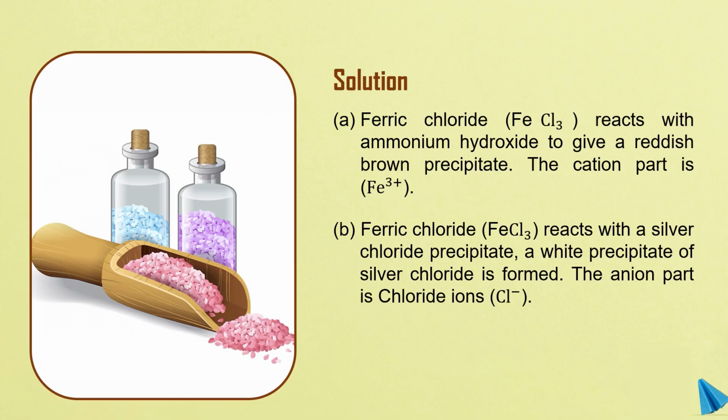Ferric chloride reacts with silver nitrate. A white precipitate of silver chloride is formed. The anion part is chloride ions, that is Cl-.